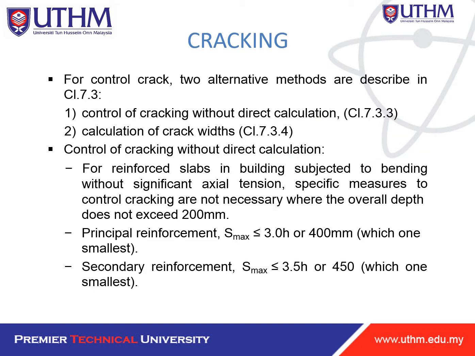For crack control, two alternative methods are described by Clause 7.3: the first is control of cracking without direct calculation, and the second is calculation of crack width. So, control of cracking without direct calculation. For reinforced slabs in buildings subjected to bending without significant axial tension, specific measures to control cracking are not necessary where the overall depth does not exceed 200 mm. For principal reinforcement, the spacing s max should be less than 3h or 400 mm, whichever is smaller, and for secondary reinforcement less than 3.5h or 450 mm, whichever is smaller.